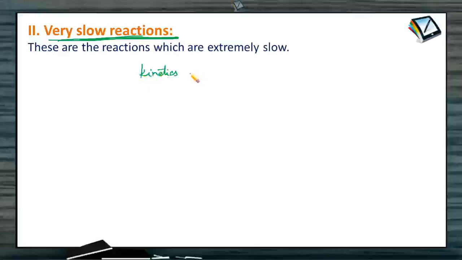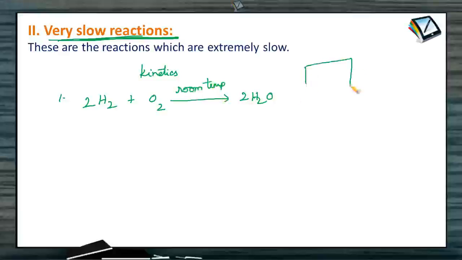Examples. The first example, the reaction between hydrogen and oxygen is very slow at room temperature. So whenever we take hydrogen and oxygen in a vessel, you keep it at room temperature. Even after 1 year, only 1% of the reactants will combine in order to form product under the normal room conditions. So that itself indicates that that reaction is very slow.